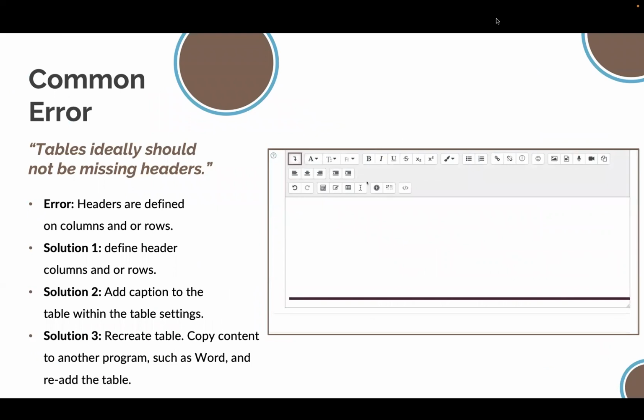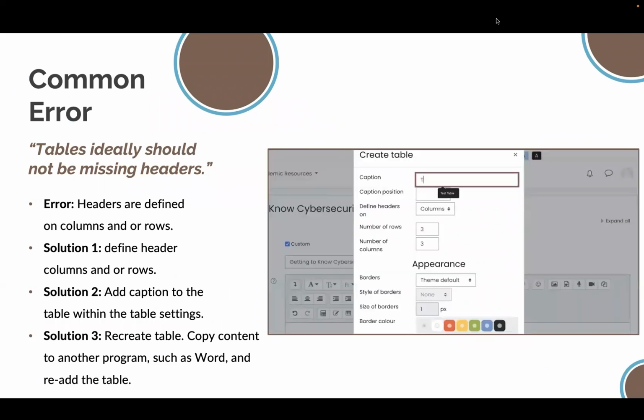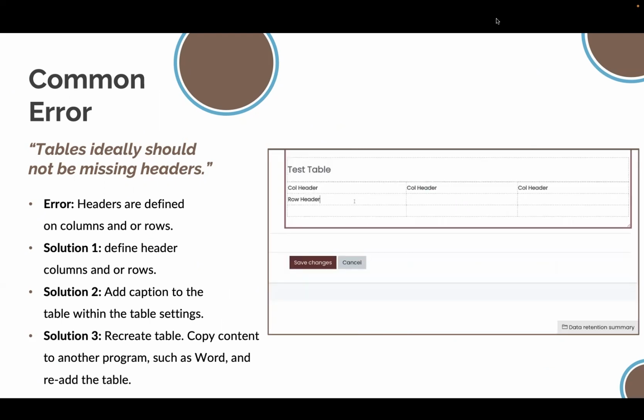There are three solutions to this error. The first is to ensure that our headers on our columns and rows are defined. Our second solution is to ensure that we've added a caption to the table within the table settings. This is most likely what is generating your error for tables. Lastly, if adding a caption does not resolve the error, simply recreate the table. Copy the content to another program such as Word and re-add the table.